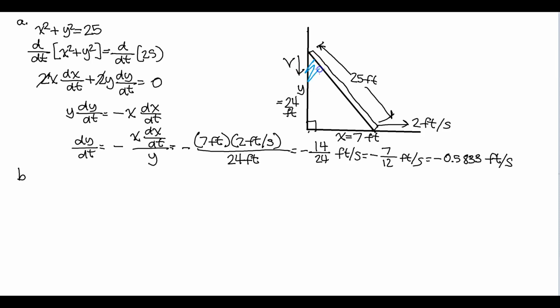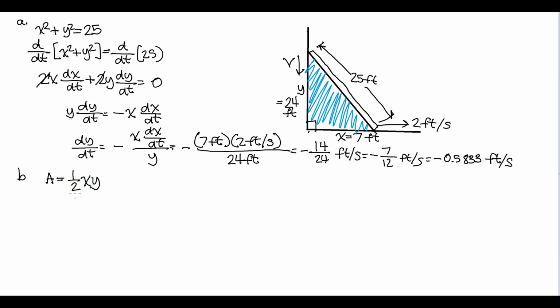Okay, let's just use blue. Consider the triangle that's formed by the side of the house, the ladder, and the ground. Find the rate at which the area of the triangle is changing when the base of the ladder is 7 feet from the wall. First, we have to write our first equation. The area is equal to 1/2 base times height, or 1/2 x times y.